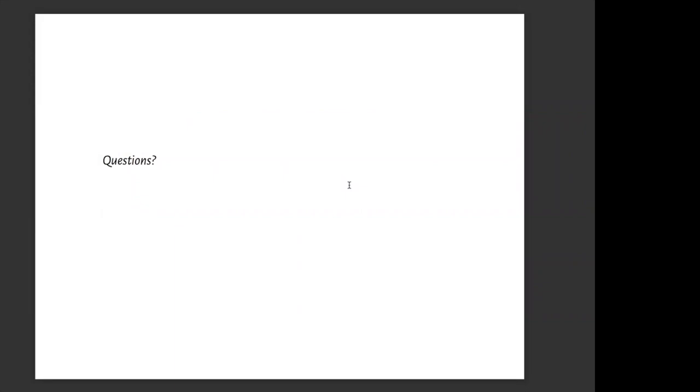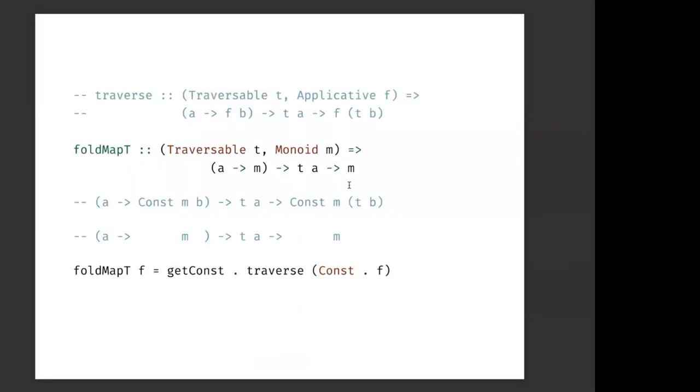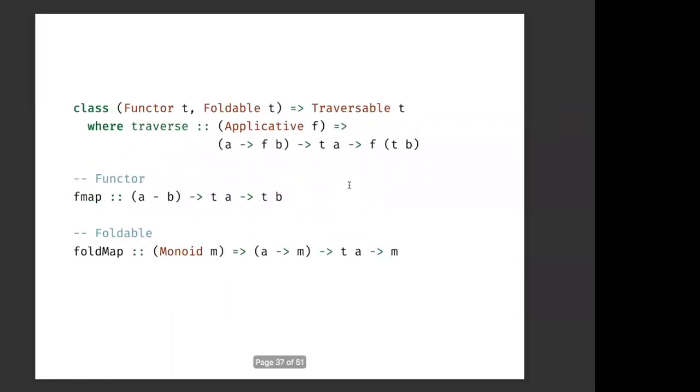Can you go back to the slide where you had the definition of traversable? The definition of traversable on this one? Yeah. That's maybe a typo on functor. It's supposed to be an F, I think. Oh, yeah. It should be functor F, foldable F. I don't know if you're reusing these slides, but I'm just pointing it out. Yeah, I'll remember that. That should be functor T, foldable T.